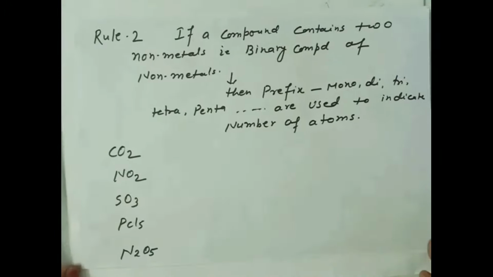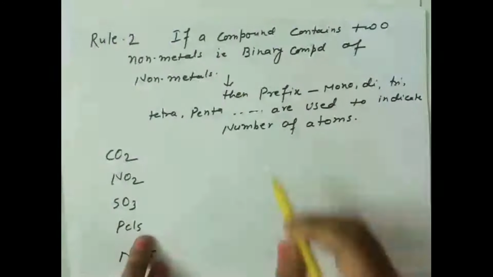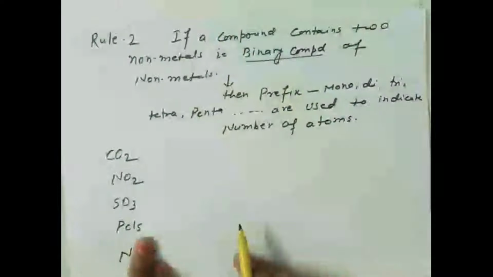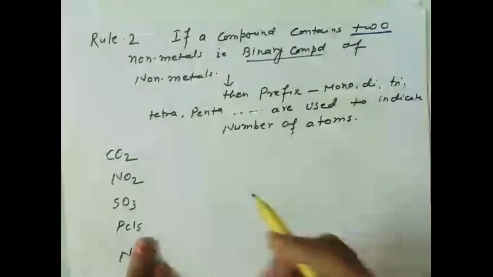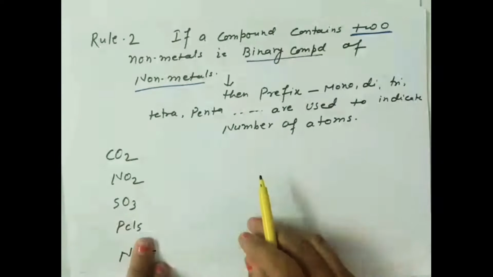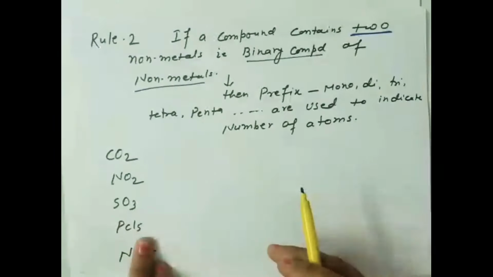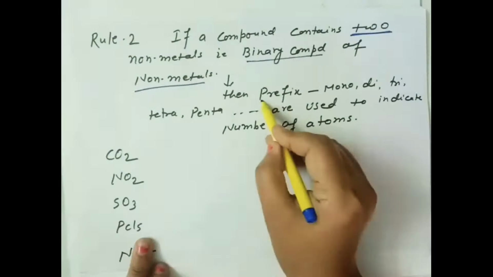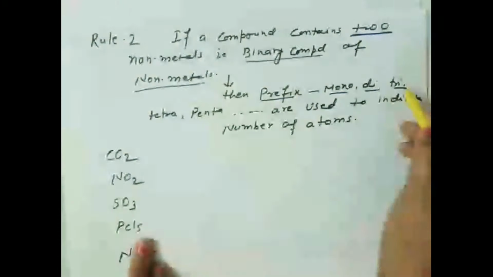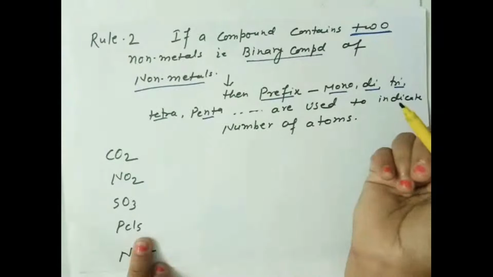Come to rule number 2. Rule number 2 states that if the compound is binary, two elements, and both the elements are non-metal. If the compound is a binary compound made up of two elements, and if both the elements are non-metal, then what we have to do? Then we have to use prefix. Mono, di, tri, tetra, penta. इस तरह का prefix we will use.